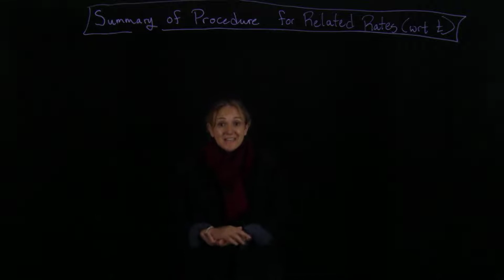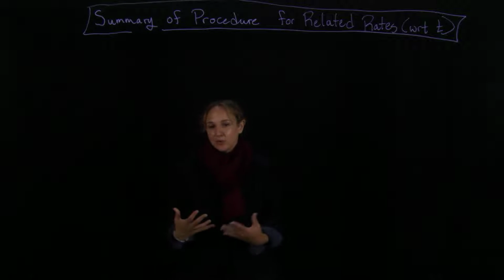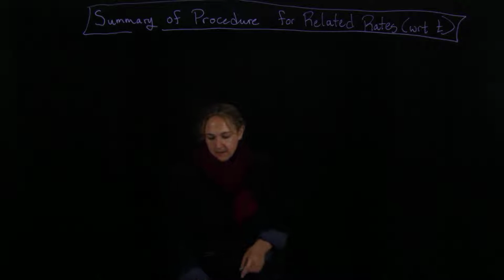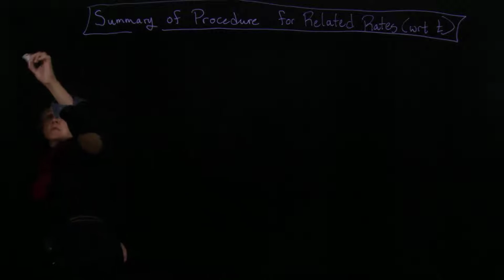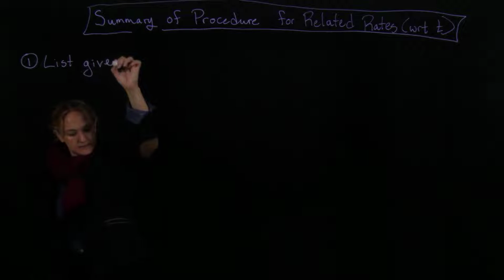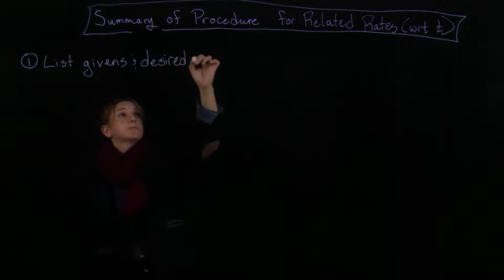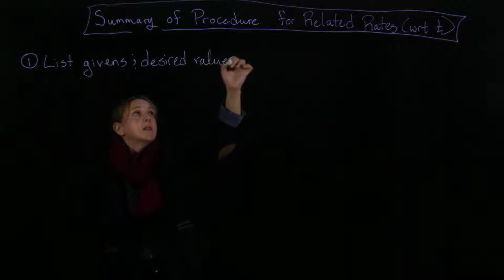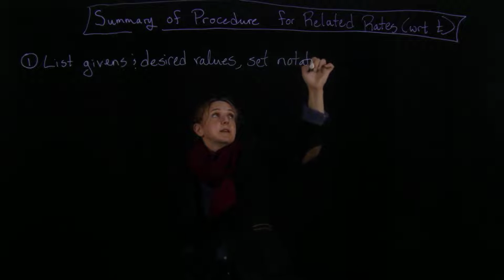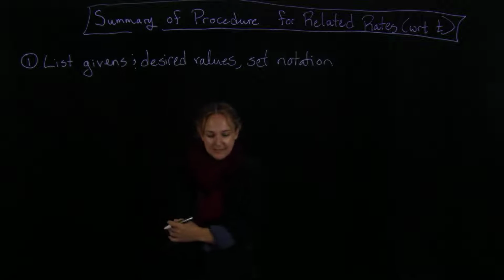Welcome. In this lecture, I wanted to summarize the procedure that we went through for related rates, including that last final step that you will sometimes need to incorporate. So the first thing you want to do is list your givens and desired values, as well as set our notation. It may already be set within the description of the problem, or you might need to set it yourself.